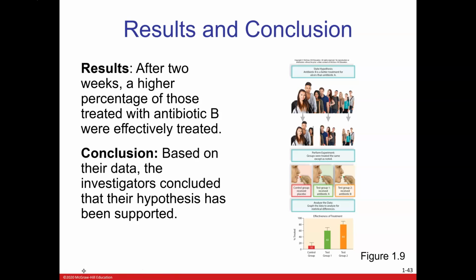After 2 weeks, a higher percentage of those treated with antibiotic B had fewer ulcers. That means antibiotic B was more effective, and that means their hypothesis was supported. So now they may go onto the market with antibiotic B and say, here's a great drug to treat stomach ulcers. And that is the end of our lecture.